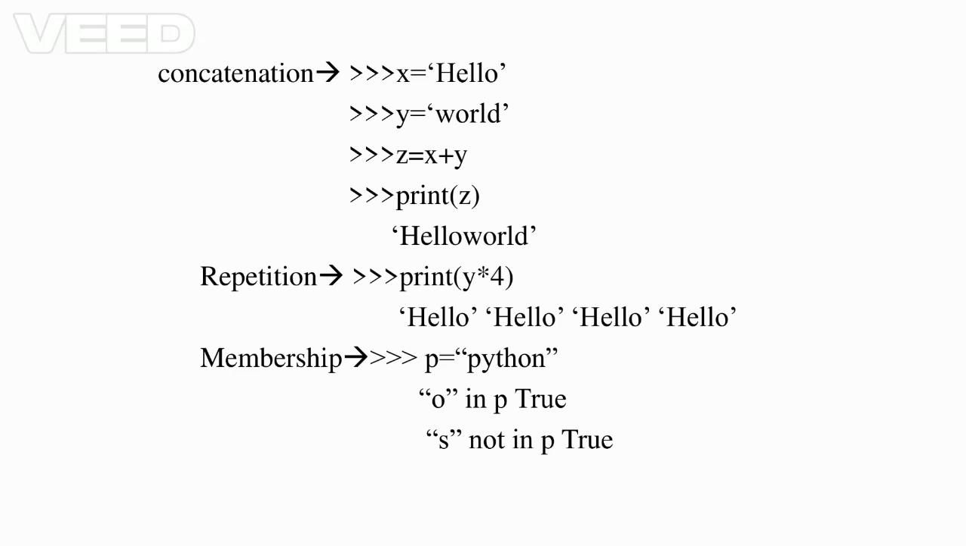And we are going to see about concatenation. Concatenation is nothing but adding of two strings. Repetition is nothing but a multiplication of an element. Membership is nothing but checking whether the given statement is true or false.